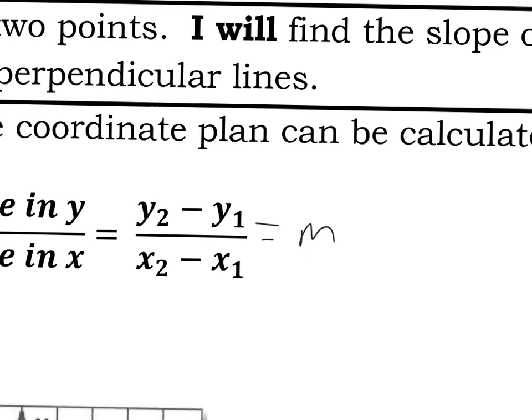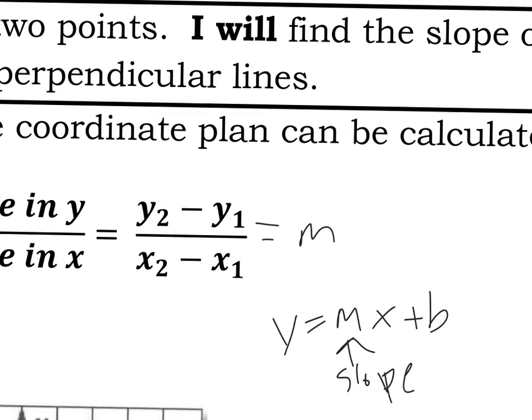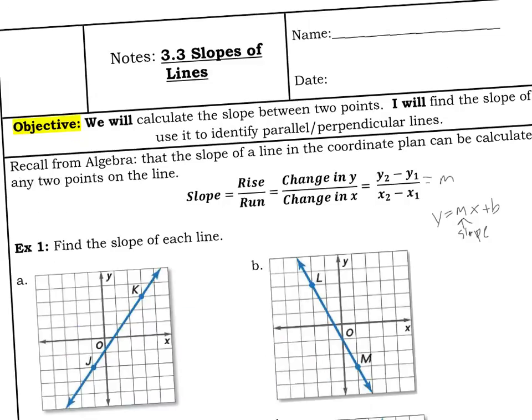I've just realized I left that out, so I'll write equals m. The reason why I wrote equals m is because m stands for slope from the slope-intercept formula, y equals mx plus b. M here is your slope. Okay? So all these examples I'm going to be writing m equals next to all of them.